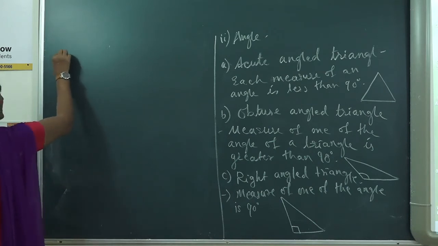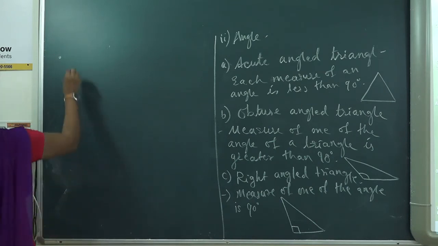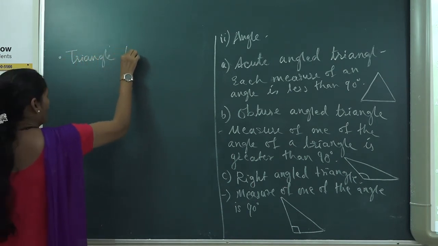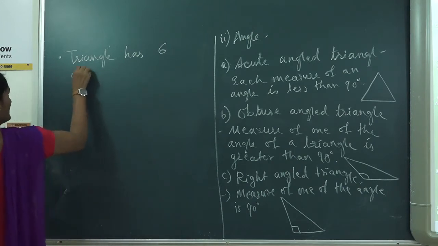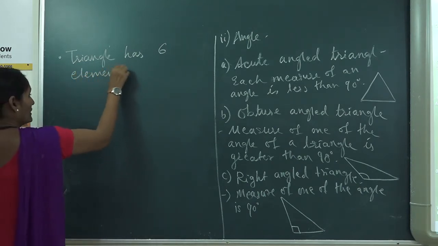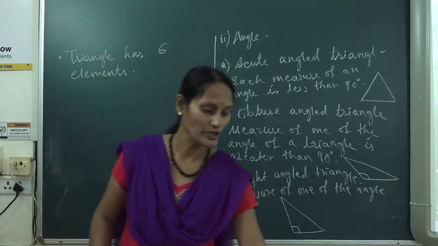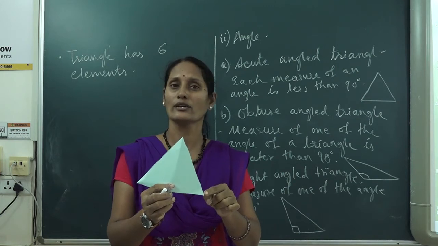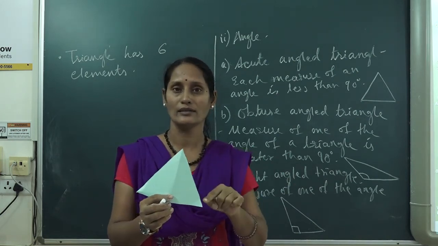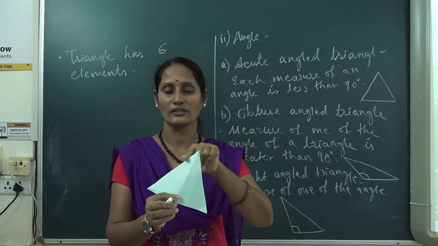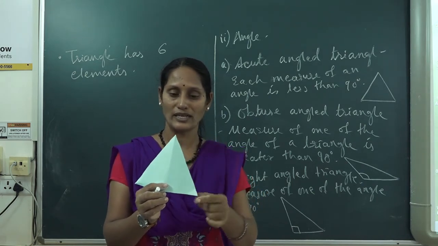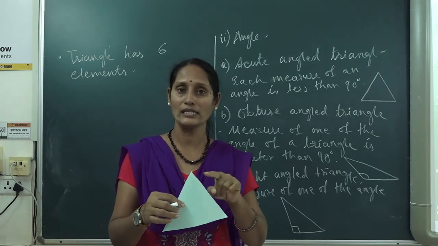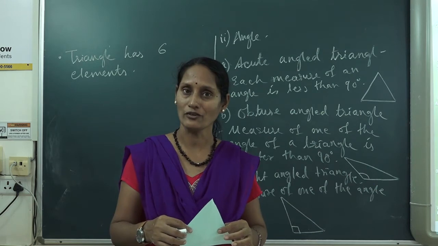Now, some notes regarding the triangle. A triangle has 6 elements. Now what are those elements? Let me show you here. This is a vertex. This is a vertex. This is a vertex. Or you can call it an angle also. So how many angles are there? 3. Where my finger is moving, this is known as a side. This is known as a side. And here a side. So how many sides are there? 3 sides. So 3 angles and 3 sides are known as the elements of a triangle.